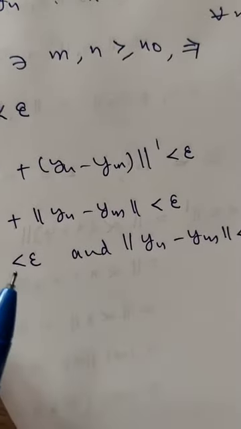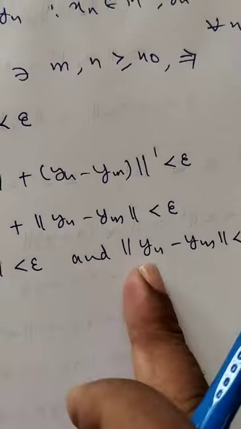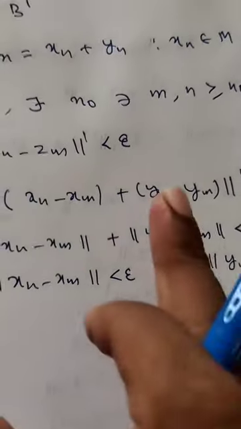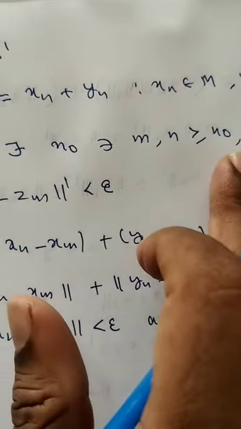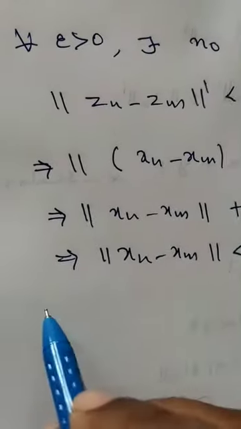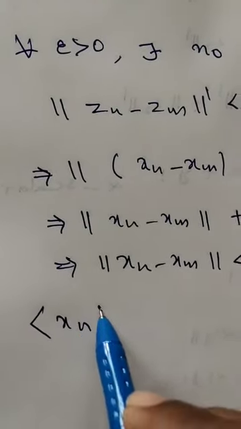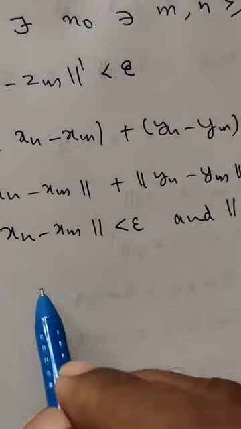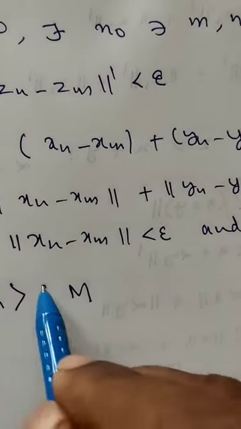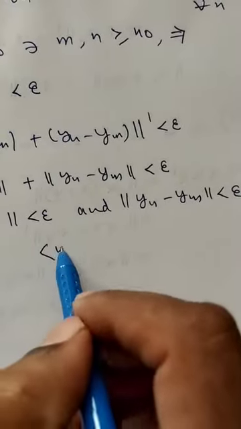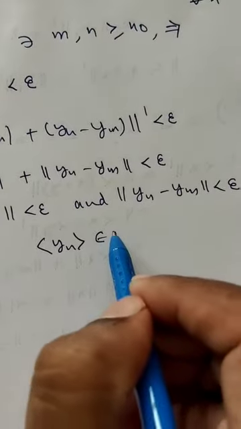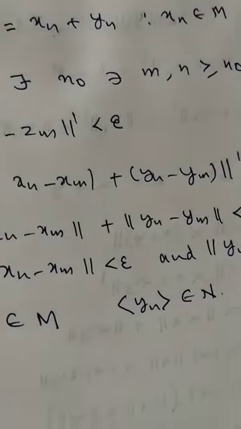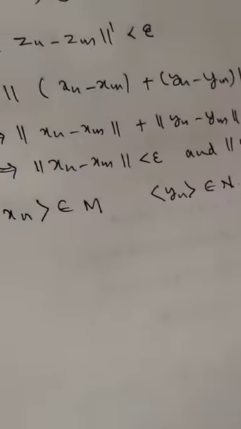So norm of Xn minus Xm is less than epsilon, and norm of Yn minus Ym is less than epsilon for every m, n greater than or equal to n naught. It implies Xn is a Cauchy sequence in M, and Yn is a Cauchy sequence in N. This becomes the Cauchy sequence in M and N respectively.